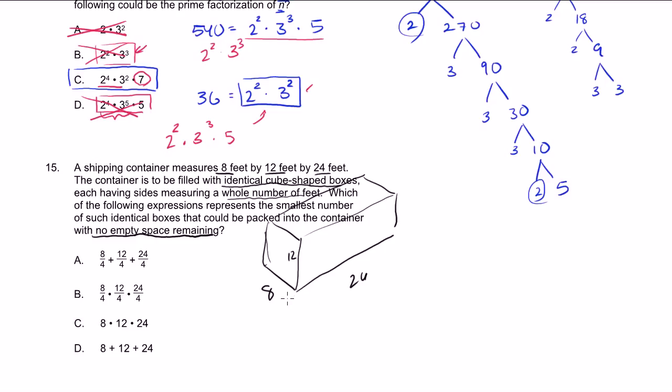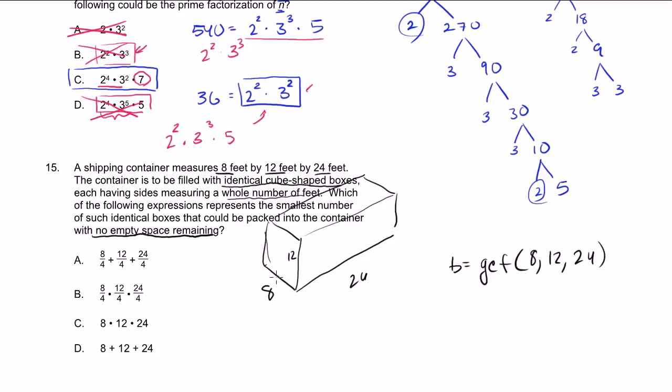So the dimensions of those boxes have to be the greatest common factor of 8, 12, and 24. So we could write this. The box side has to be equal to the greatest common factor of 8, 12, and 24. So what's the biggest number that goes into 8, 12, and 24? You can do this from inspection. It's 4.